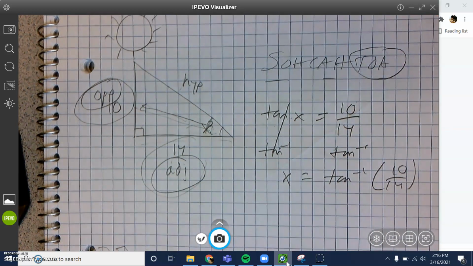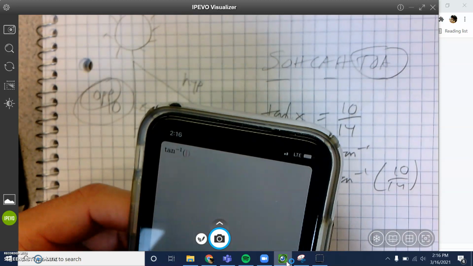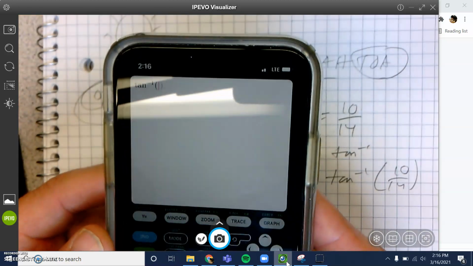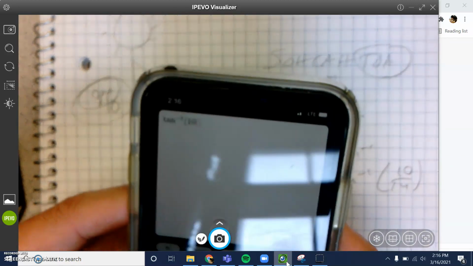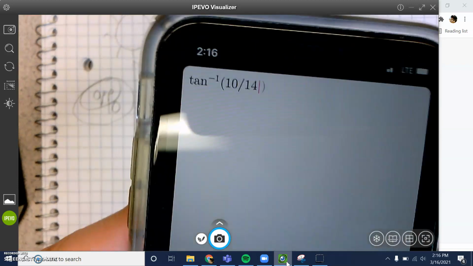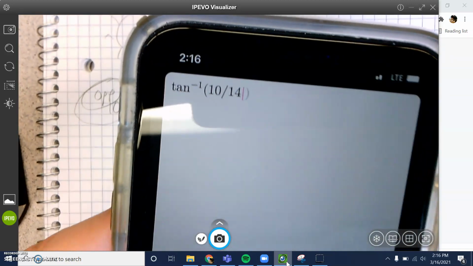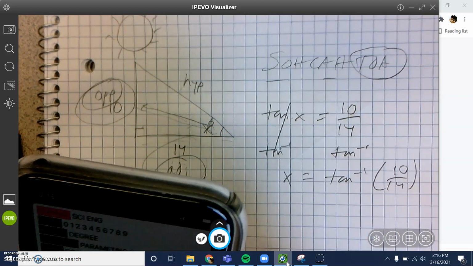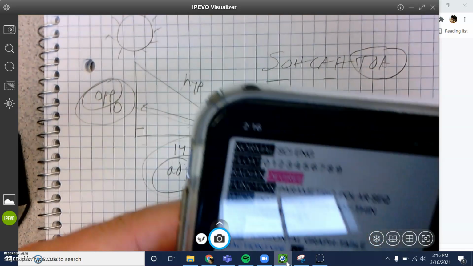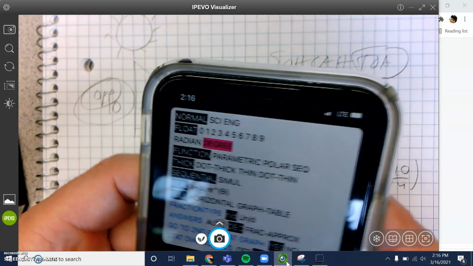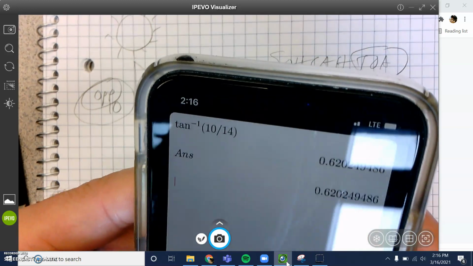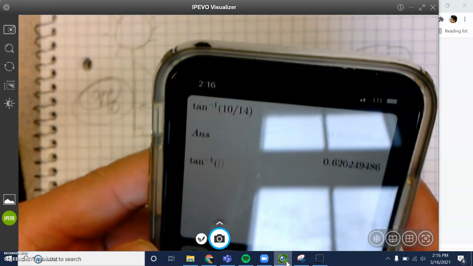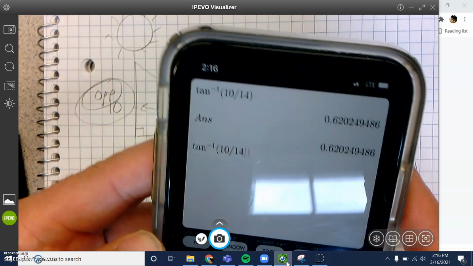Let's put that in our calculator. Second tangent, inverse tangent, 10 divided by 14, like that. And you get, am I in the right mode? I don't know. Let's see. Nope, I'm on radian mode. You got to go to degree mode. There we go. So I'm going to do that again. Second tangent, 10 divided by 14.